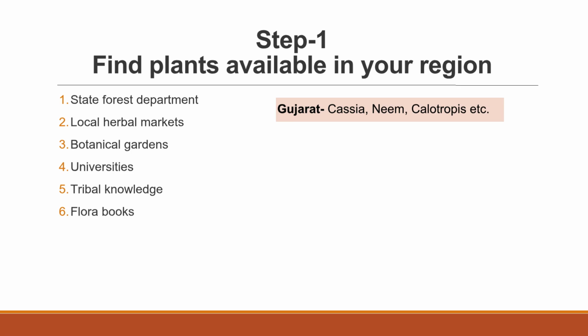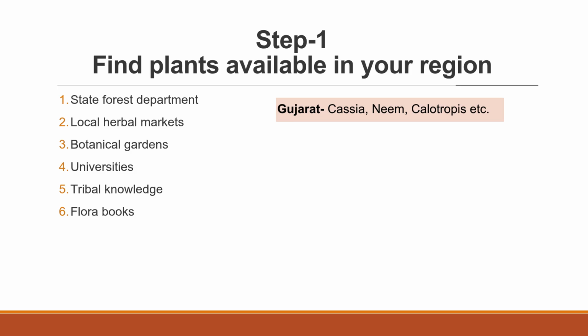The first step is to find plants that are available in your region. There is no point choosing a plant that you can't easily collect. Start by making a list of medicinal plants that grow in your state or nearby areas. You can get this information from local flora books, botanical gardens, state forest departments, universities, and tribal knowledge. Even some online databases are available, like GBIF. I think you have heard about it. It stands for the Global Biodiversity Information Facility. From that database you can collect the data.